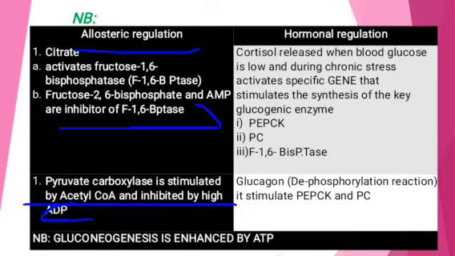So hormonal regulations: here you have cortisol, released when blood glucose is low and during chronic stress, which activates specific genes that stimulate the synthesis of the gluconeogenic enzymes PEPCK, PC, and F1,6-bisphosphatase. Glucagon, through dephosphorylation reactions, stimulates PEPCK and PC.